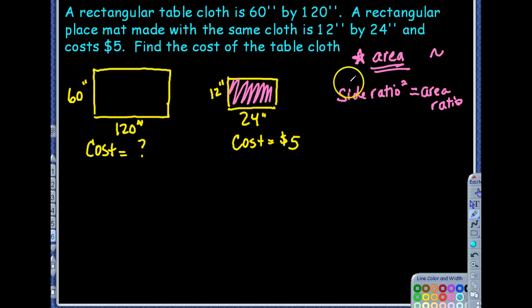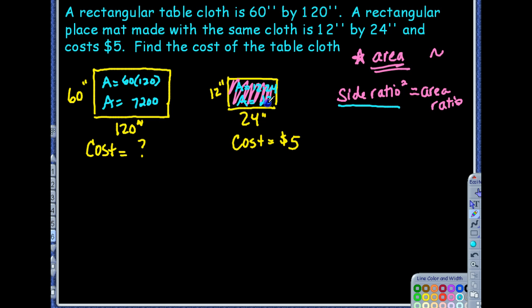I could also go with the side ratio. Which one do you want? You want to do the area? Let's find the area. We'll talk about both, because bottom line, this one you can go about a couple different ways. So we can find the area, and that would be just 60 times 120 for this one. So the area of that figure is 7,200. And then the area for 12 times 24 is 288.